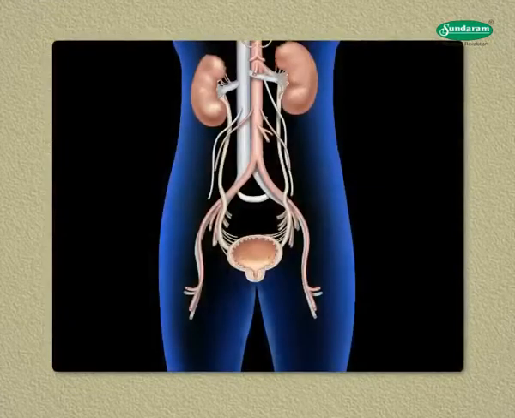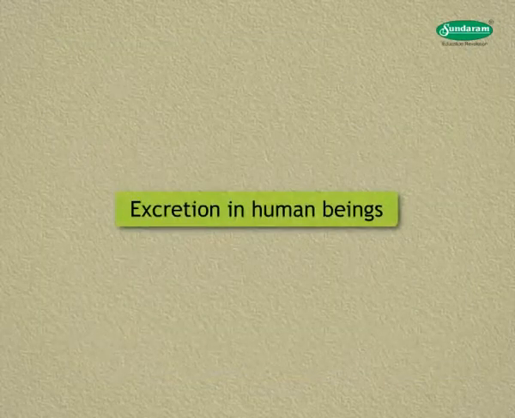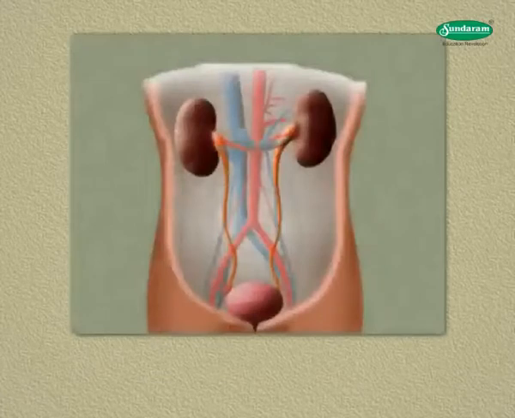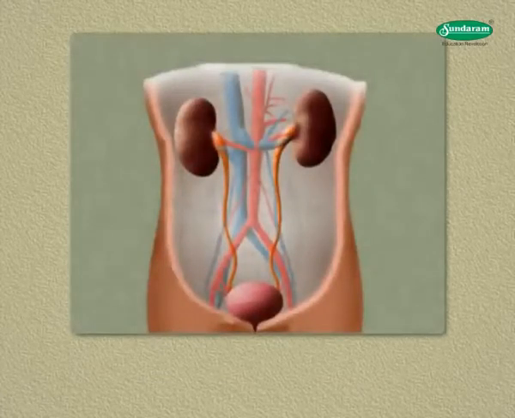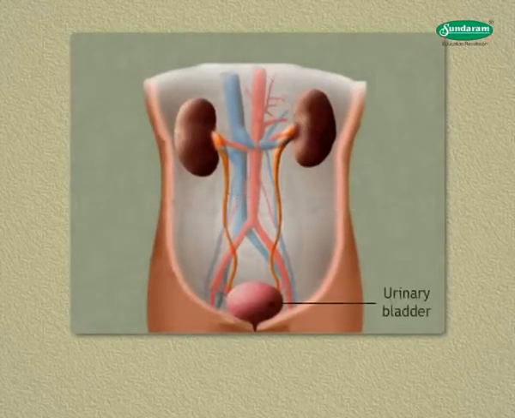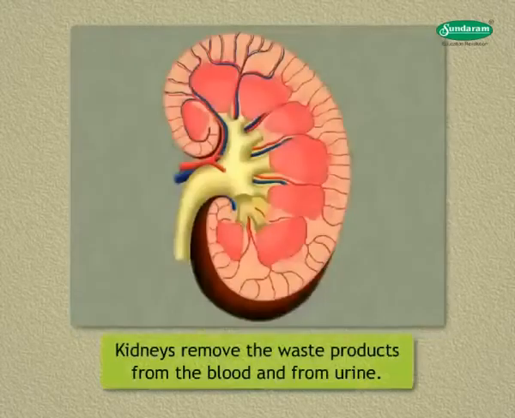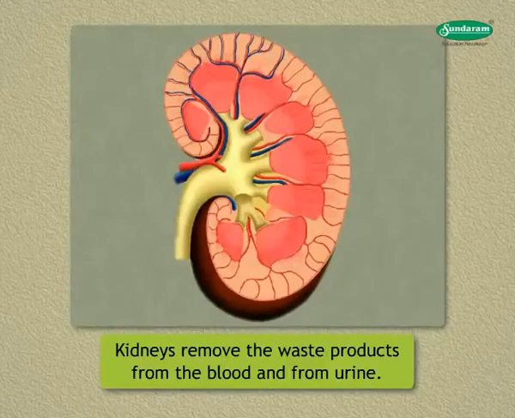Therefore, these unwanted and harmful waste products need to be eliminated from the body. Different organisms employ different strategies for this. Let us study about excretion in human beings. The excretory system, figure 10.19, in human beings includes a pair of kidneys, a pair of ureters, urinary bladder, and urethra. Kidneys remove the waste products from the blood and form urine.